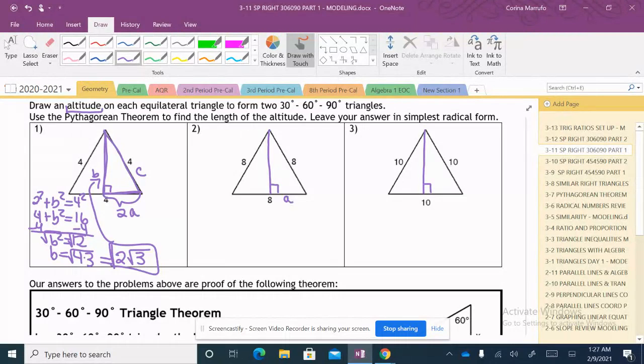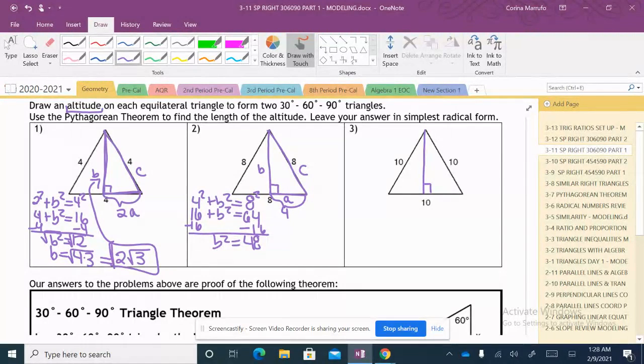This is my A, this is my B, and this is my C. Since this is my right triangle, if I cut that 8 in half, that gives me 4. So I'm going to do 4 squared plus b squared, since we don't know what B is, equals C squared, which is 8 squared. 4 squared is 16, plus b squared equals 8 squared, which is 64. I subtract my 16, and we get b squared equals 48.